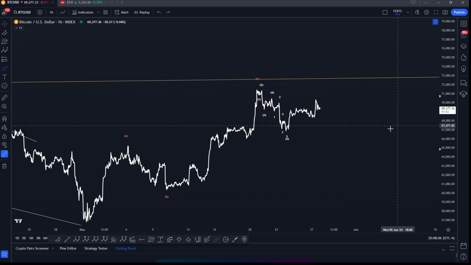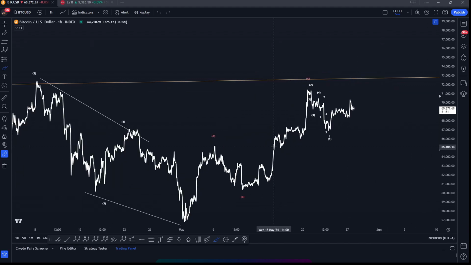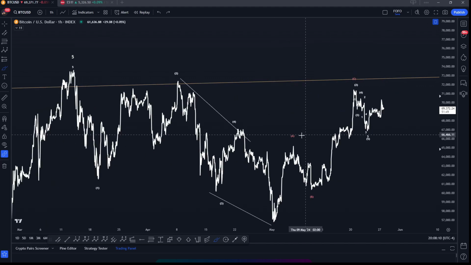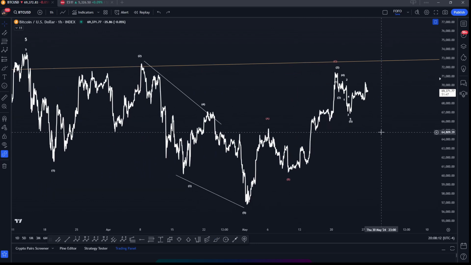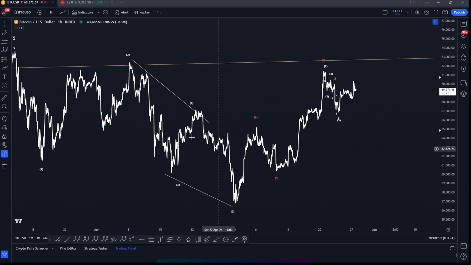Now, whether that starts something bigger, I don't know, because there are other interpretations here. It doesn't have to be just this leading diagonal interpretation. You could easily count this as a double zigzag instead of a leading diagonal. But it is legal as a leading diagonal, and that's my point. So we have to respect the fact that it's there. But right now it looks to be probably a pretty decent short setup with a stop up here.